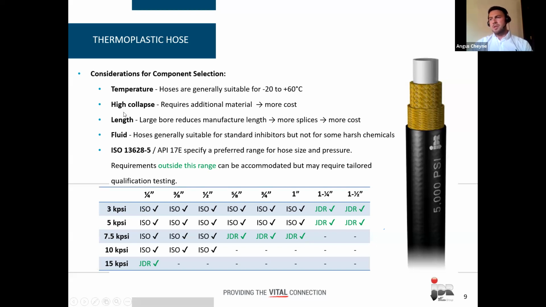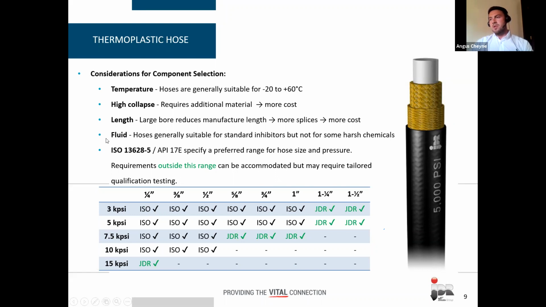It's also important to consider if you have a high collapse requirement, that would require additional material, which may increase the cost of the hose as well. And in terms of cost, if you have a large bore hose, that means that the manufacturable length of that hose would be less, and you therefore need more splices, which can increase the cost of the hose as well.